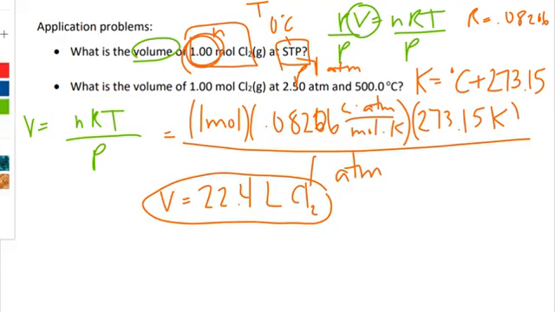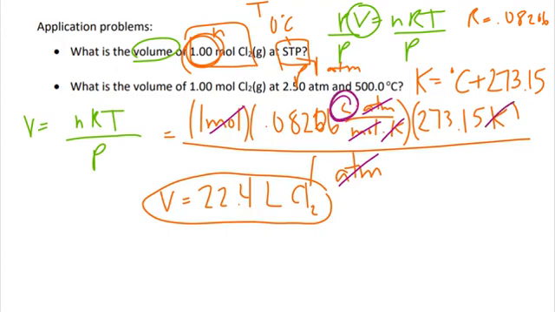Also, another thing I want you to notice is that all of our units cancel out here to give me liters. I have moles on top and moles in my R constant, atmospheres on top and atmospheres on the bottom, and Kelvin on the bottom and Kelvin on top. My only unit left is liters from that gas constant. So let's look at the second problem.